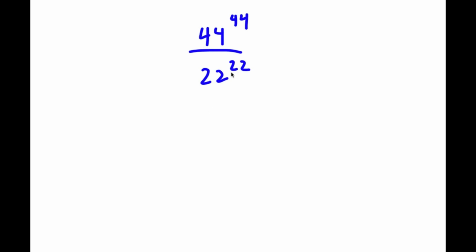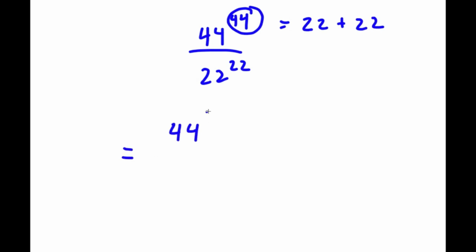Alright, so in this problem, I have 44 to the power of 44 over 22 to the power of 22. So now to start, 44 here is the same thing as 22 plus 22. So now this is equal to 44 to the power of 22 plus 22 over 22 to the power of 22.